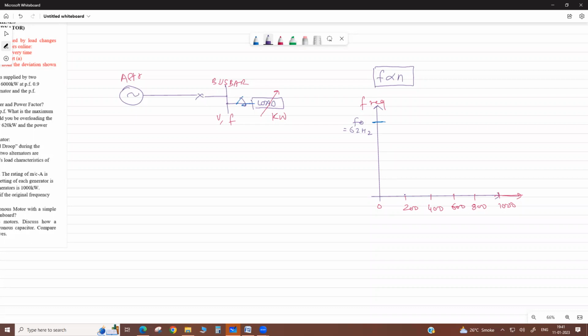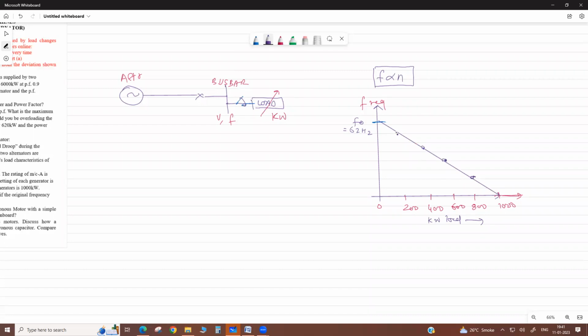Now as we put 200 kilowatt load, corresponding to this there is a drop in frequency. Same for 400 kilowatt, this is the drop in frequency here. So it comes here, then here, then here, then here. So we get these dots, and if we join all the dots, we get this curve.